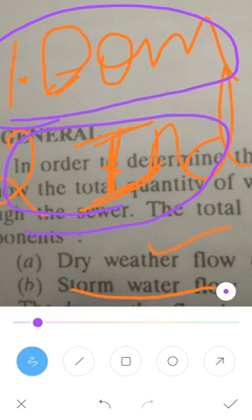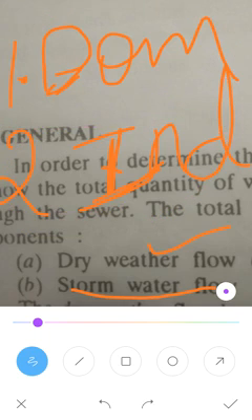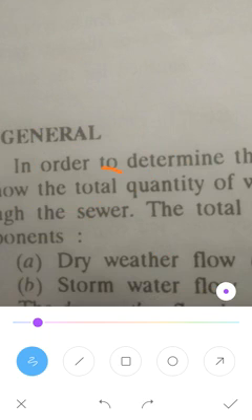First we'll see about dry weather flow. What is this dry weather flow? It is the quantity of the wastewater that flows through the sewer in dry weather when no stormwater is in the sewers. Means rainwater is not there in the sewer.